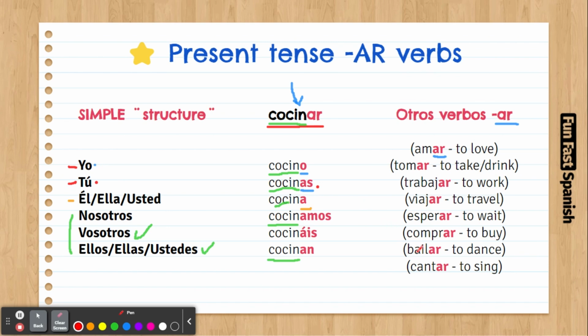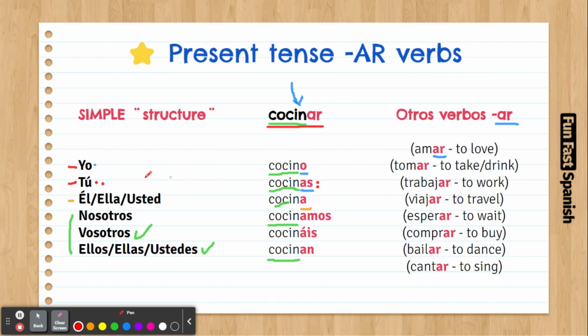Let's do bailar, which is to dance. How would you ask a person, hey, do you dance tango? I'm gonna give you 3 seconds to think about it. Do you dance tango? Starting from now. Okay, the answer will be tú bailas tango.